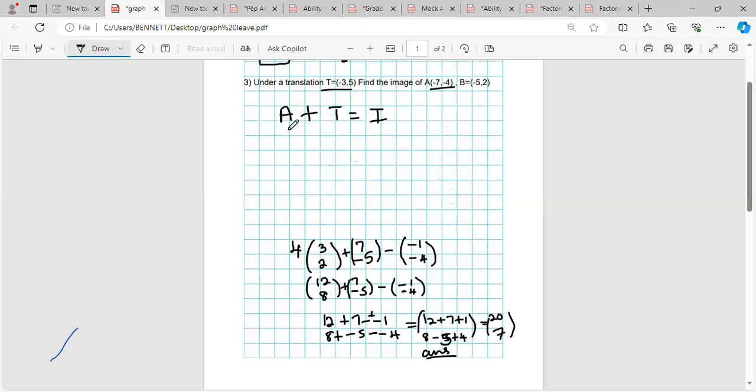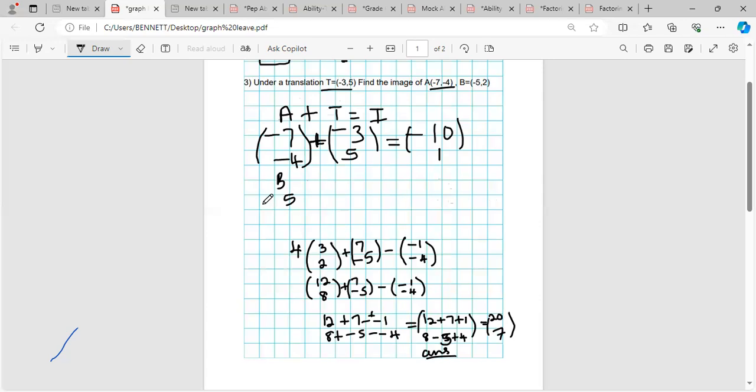So point A now is -7, -4. So we're going to add that to the translation. Now the translation is -3, 5. So all we're doing is just adding -7 with -3. Both of them are negative, that will give us -10. And -4 plus +5. The 5 is bigger, so that will give us +1. And we'll finish. For the next point, which is B, same procedure.